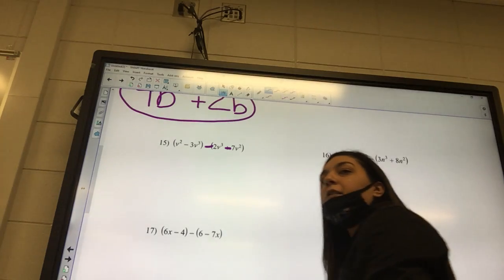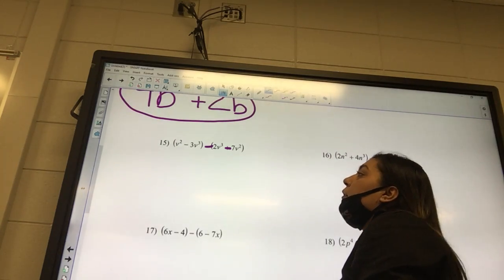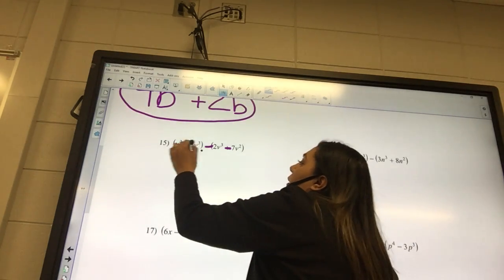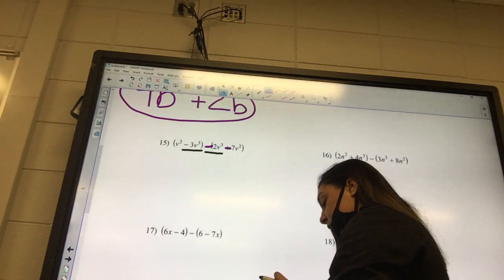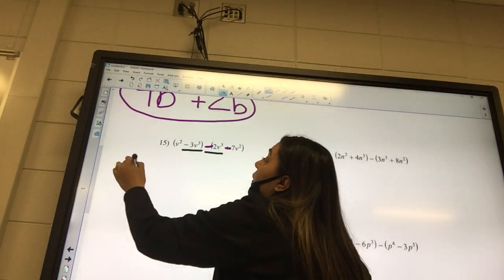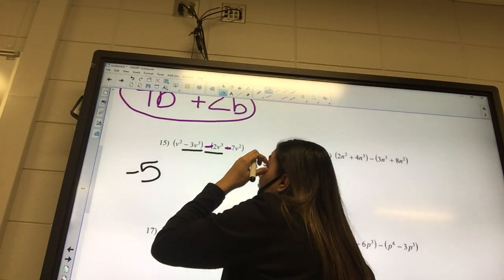We're going to go from highest to lowest. So what's the highest exponent? B2. Highest. 7b2. Highest. Oh, wait, it was 3. Negative 3 and a negative 2 is going to give me what? Negative 5. It's gonna be positive 1.